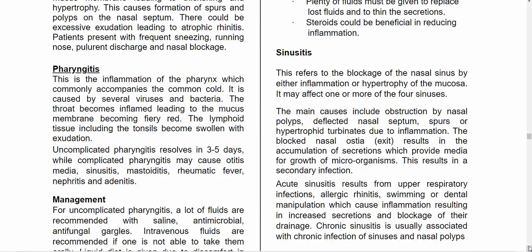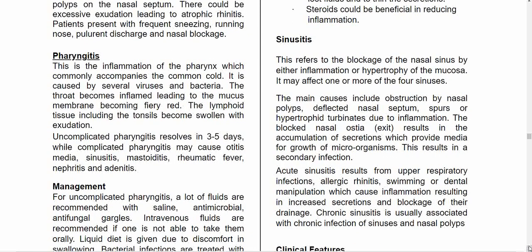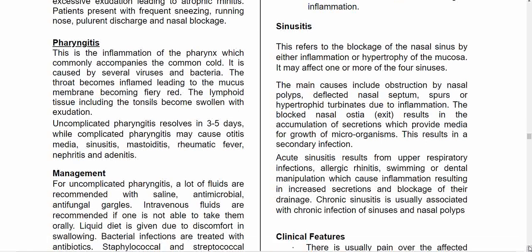Another condition is sinusitis. This refers to the blockage of the nasal sinus by either inflammation or hypertrophy of the mucosa. It may affect one or more of the 4 sinuses. The main causes include obstruction of the nasal passages, deflected nasal septum, spurs, and hypertrophied turbinates due to inflammation. The blocked nasal ostia, the exit, results in the accumulation of secretion which provides media for growth of microorganisms. So this results in a secondary infection.